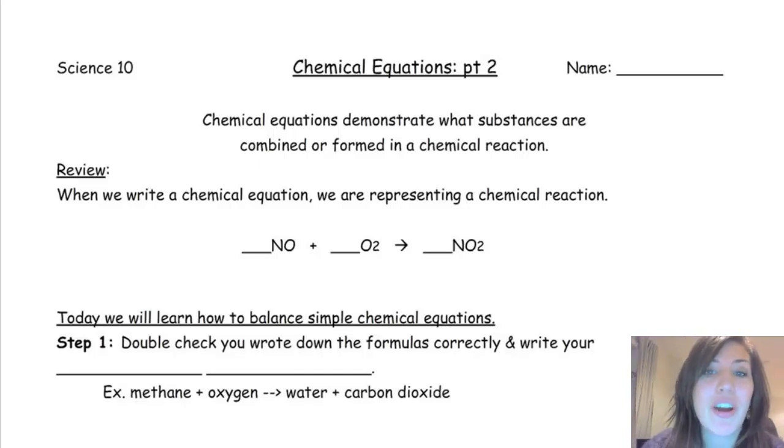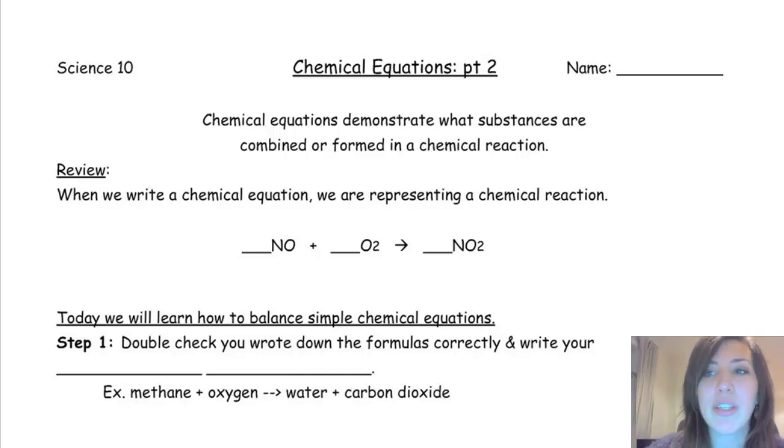Today we will be talking about chemical equations part 2. You can find this in section 4.3 of your BC Science 10 textbooks. So what do we already know? The other day we talked about what chemical equations are and about the law of conservation of mass.